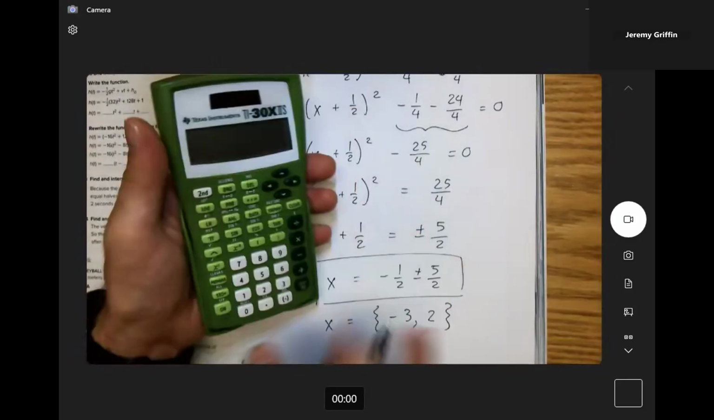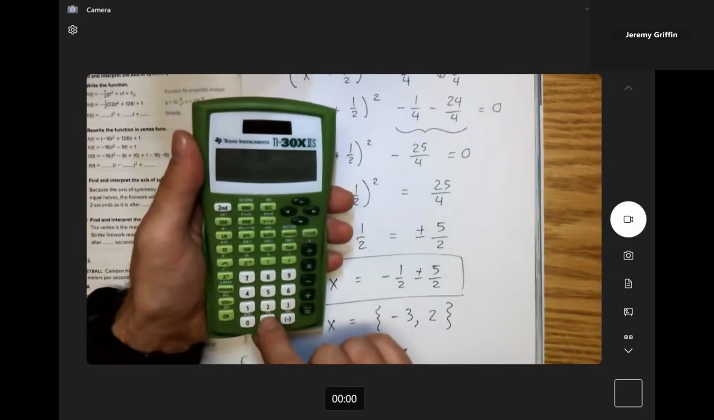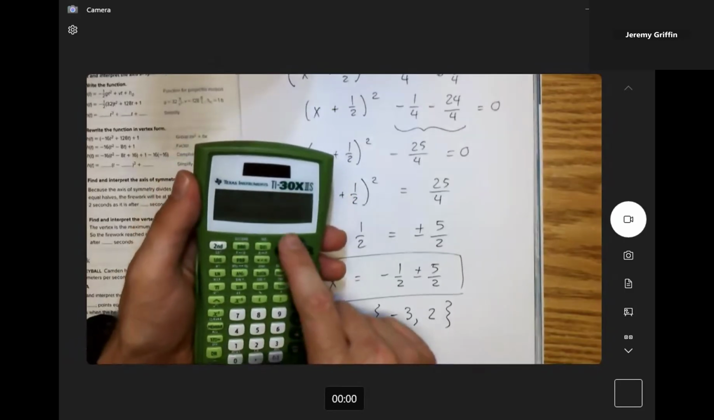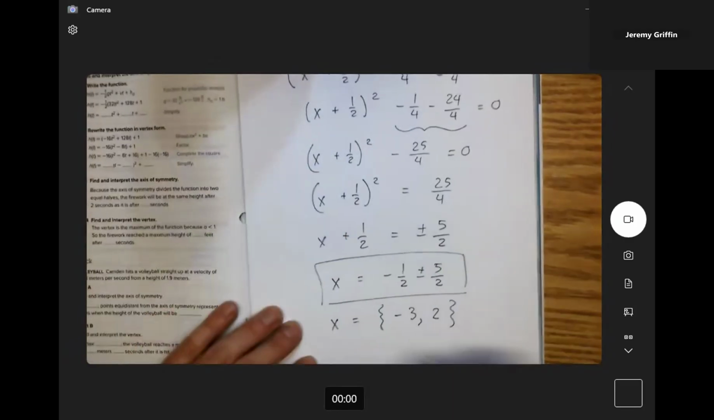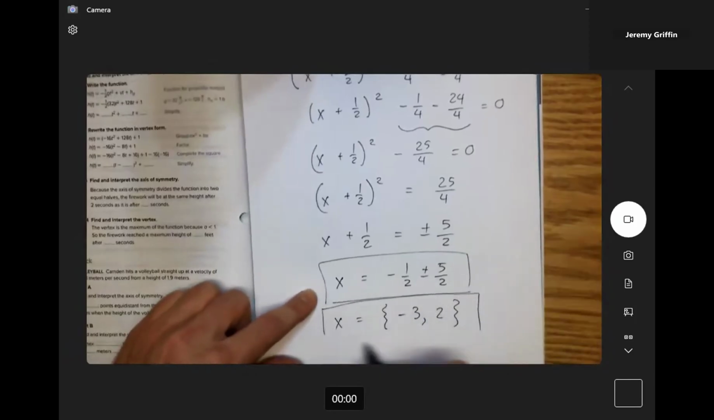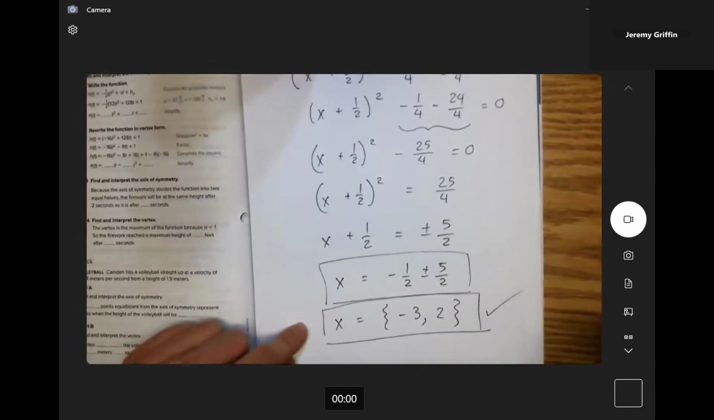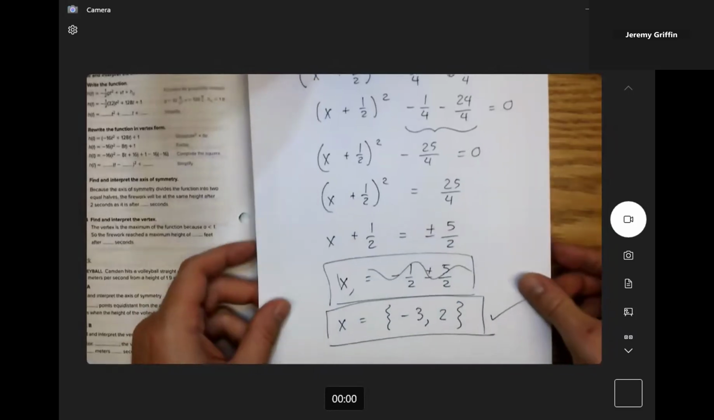Let me double check my work on that. I think I did that right. Negative 0.5 minus 2.5 is negative 3. Or if I did plus, yeah, okay, so that's right. Actually, this is kind of ugly. I like this way already. So negative 3 and 2. That actually looks much prettier. Yeah, let's do that.